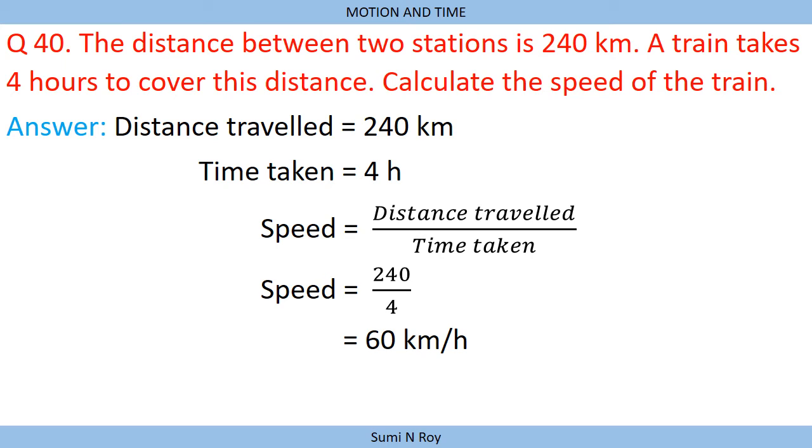So what will be the speed? The speed is distance traveled by time taken. We just have to substitute the values in the formula. That is 240 by 4, which is equal to 60 kilometer per hour.